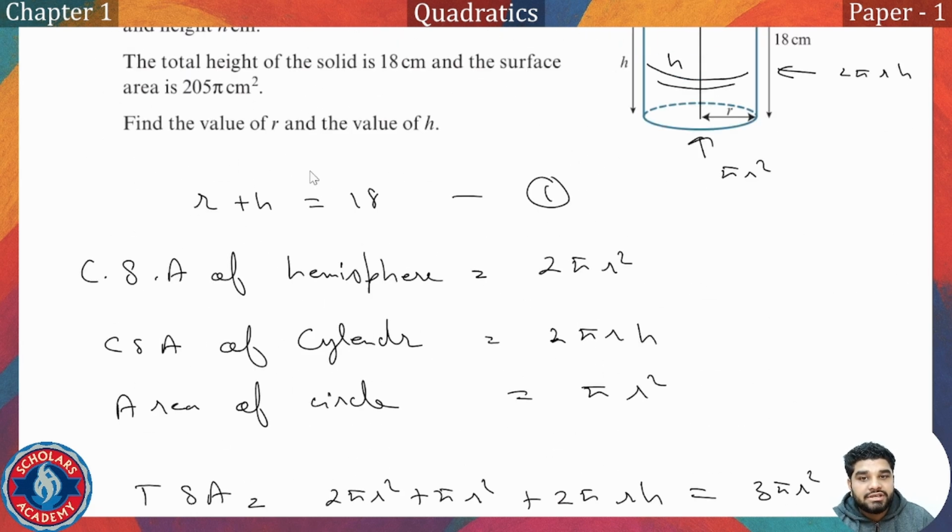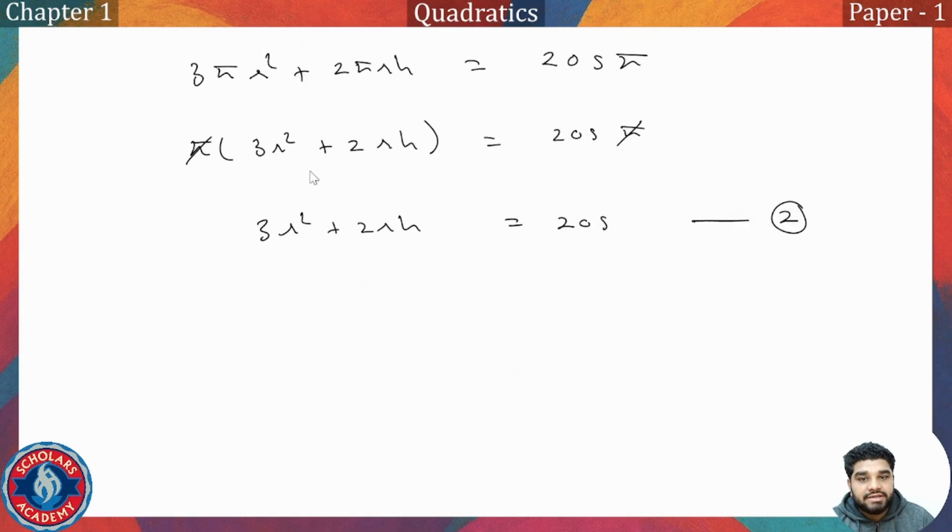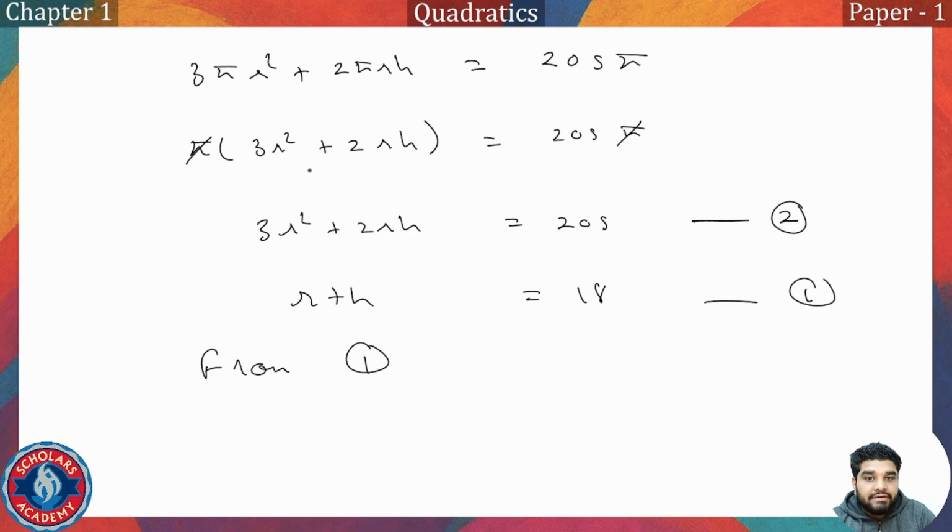So from equation number 1, r plus h is equal to 18. This is equation number 1. So from 1, now what I will do is try to find the value of h, not r. R will be a bit complicated. We need to open the square, we need to write over here also, we need to multiply it with h. That is a bit long process. I will find the value of h. H is 18 minus r. That I will mark as equation number 3.